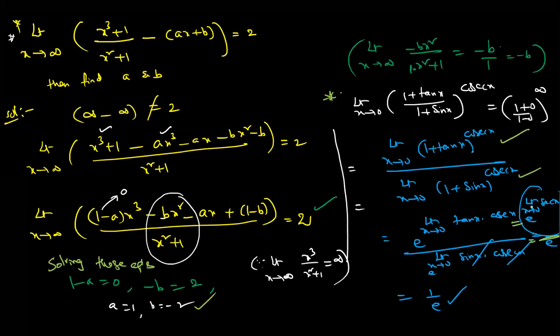E is the denominator. What about the numerator? E power limit x tends to 0 of 1 by cos x, because sin cancels. Limit x tends to 0, 1 is coming. That's why our answer is coming 1 by e.